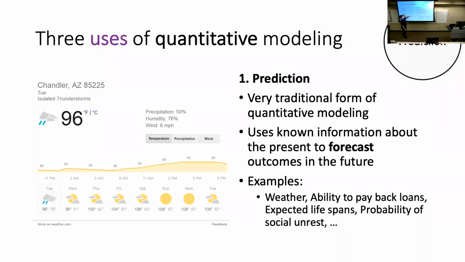So in this case, this is a very traditional form of quantitative modeling. You take data, you can combine it with historical trends and maybe some mathematical first principles, maybe some physics, and then you try to forecast outcomes into the future. So we're not trying to learn anything about the systems. We assume that we know enough about the systems already to guess what's going to happen in the future of those systems. So that's what I mean by prediction or forecast.